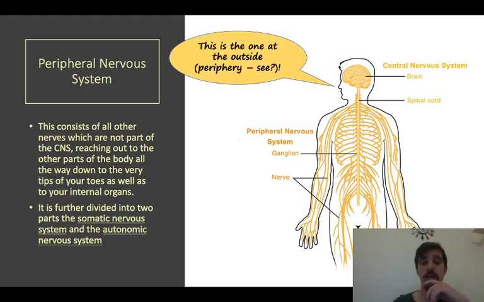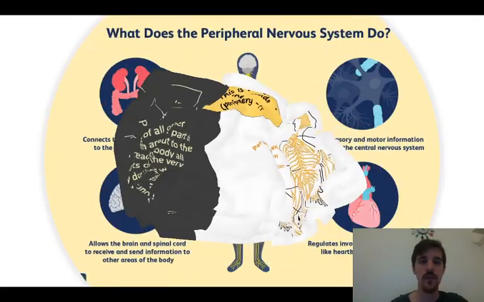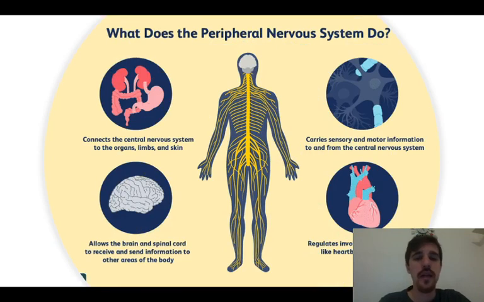So we'll look at the somatic system first. The way that I say to remember is that it's on the outside, which is your periphery. So it's quite easy to remember. Okay, so what does it actually do? It connects your central nervous system to your organs, your limbs, and skin. So the nerves that you feel in your skin are peripheral nerves. It carries sensory and motor information. I'm going to explain what we mean by sensory and motor information.